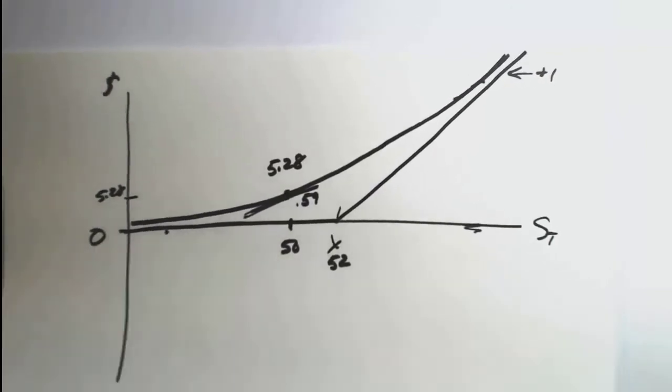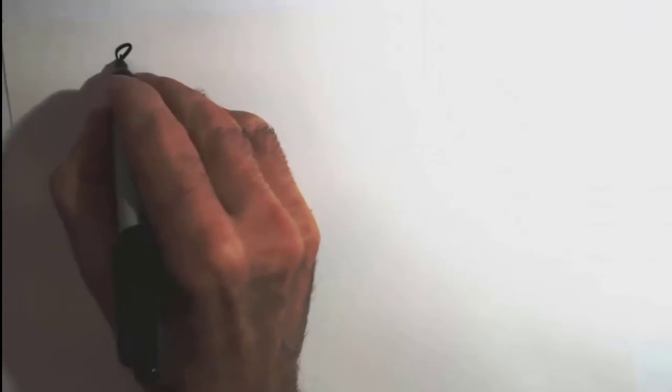Now what I want to cover is risk-neutral probabilities. We haven't addressed probabilities at all in the model so far. We are now.